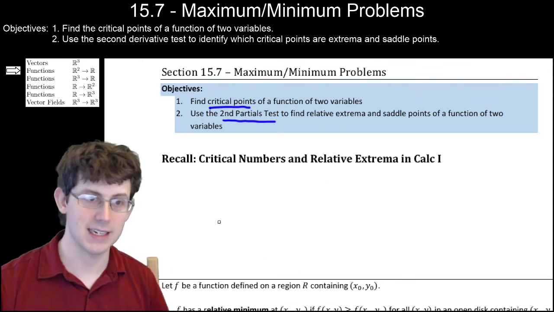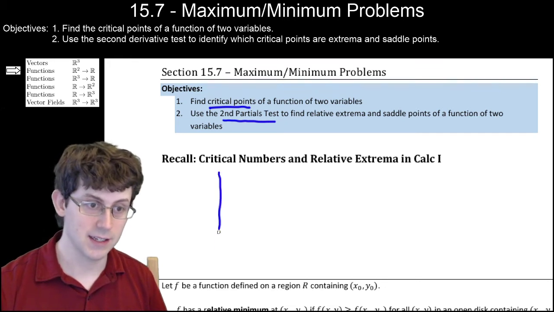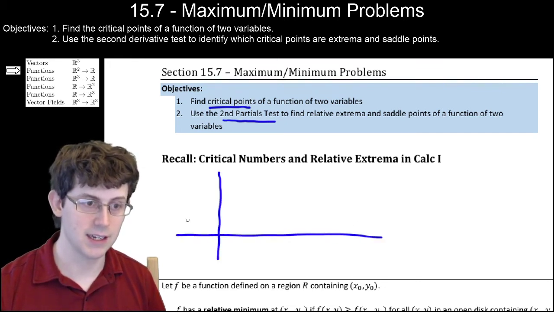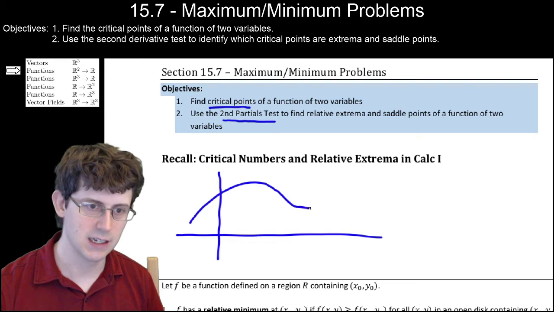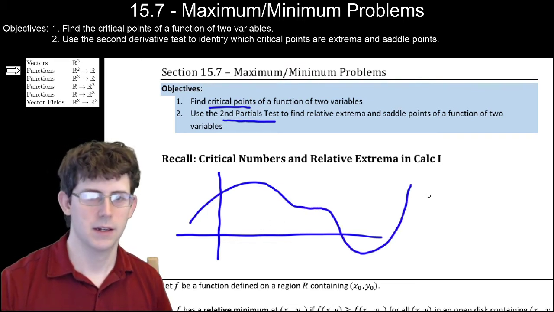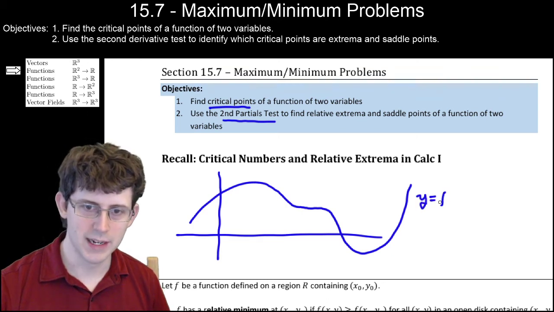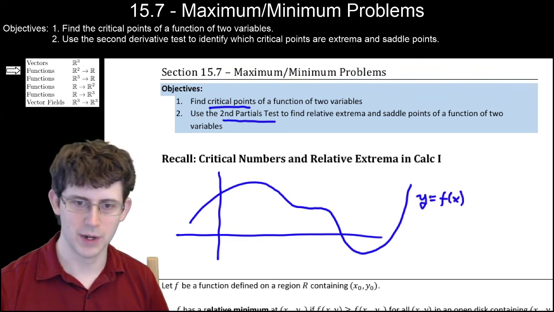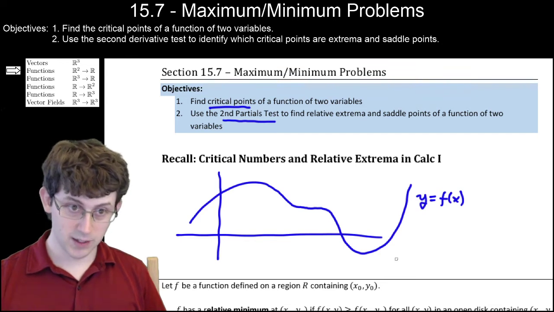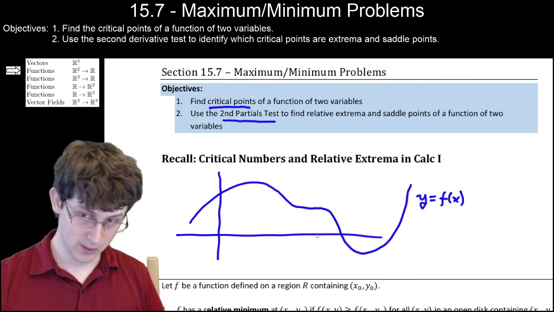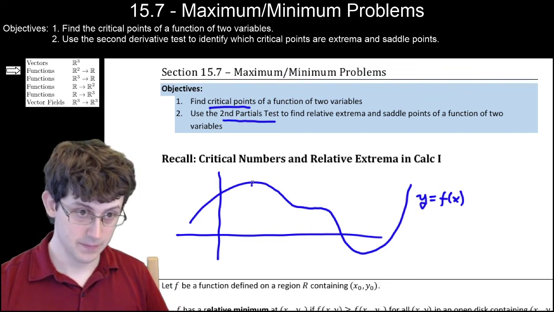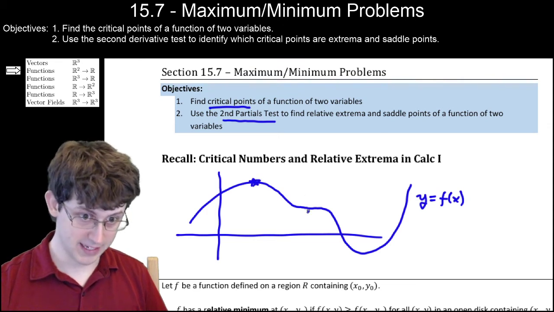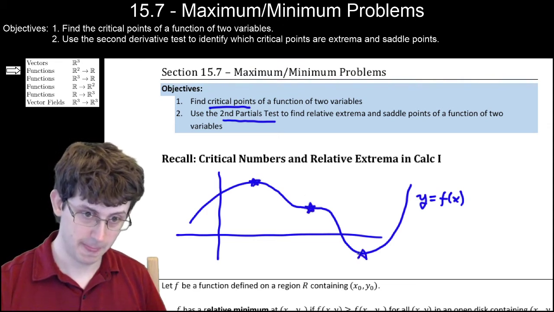So let's just think back to how this worked in Calculus 1. In Calculus 1, your functions looked maybe like this. You had one input, and your output was one number. Critical points were the points where the first derivative equaled 0 or did not exist. So this function as drawn has 3 critical points.